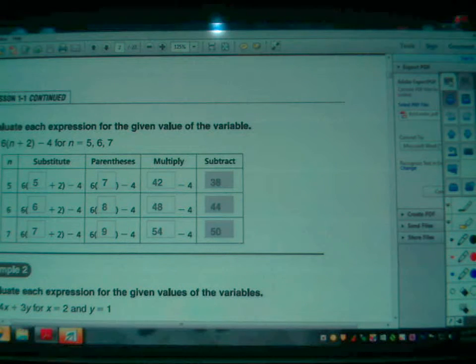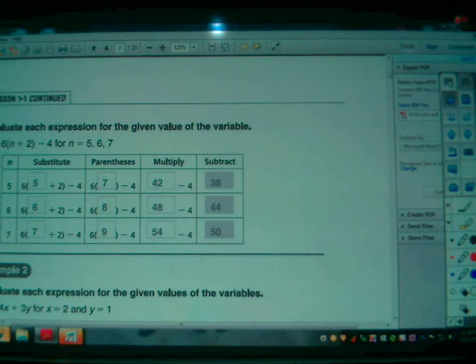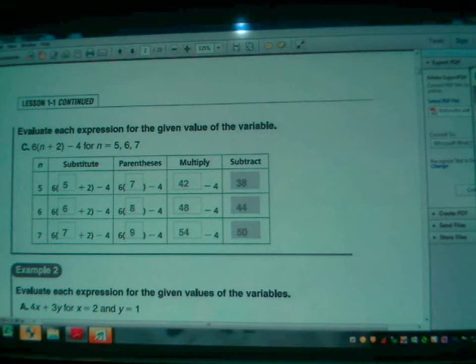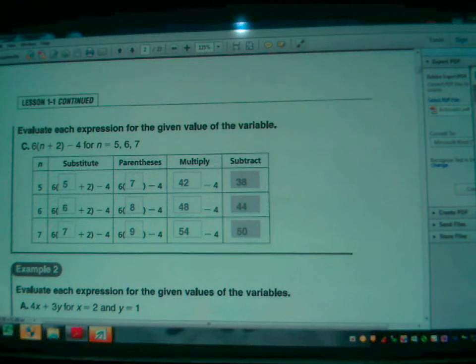We'll continue with the C problem for example 1. Now it's the same basic premise as what we did in A and B, except the difference is now they're giving us 3 different numbers they want us to change that variable into and then solve the problem out. So they've got 6 and then parentheses n plus 2 in parentheses. Again, that would imply multiplication because there's no sign in there. And then minus 4, and they want us to work with that for n of 5, 6, and 7.